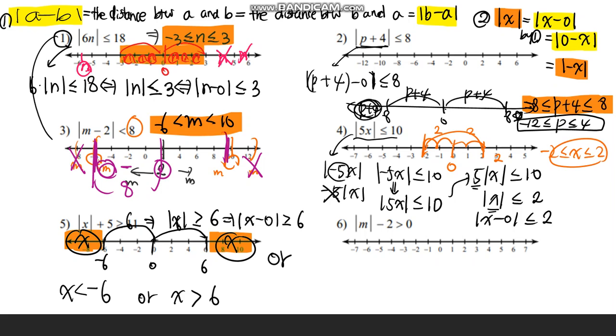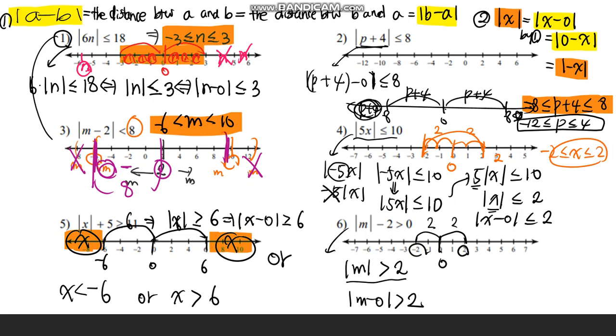Now, next problem here. Absolute value of m is greater than 2, right? The distance between m and 0 should be greater than 2. 0 is here, then going this side for 2, going the other side for 2 units, then you have negative 2 and 2.